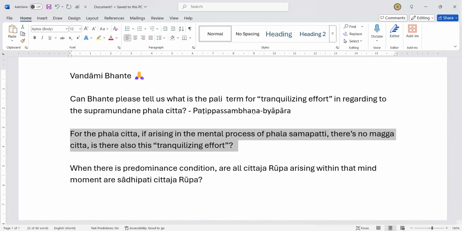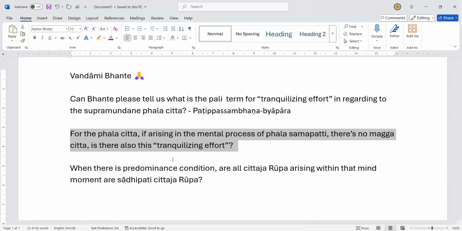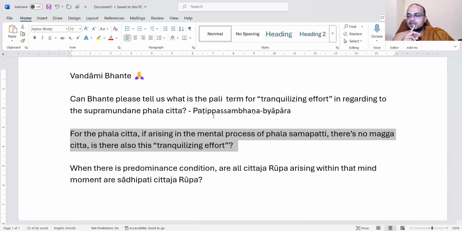No, right? Okay. What I'm thinking is, if the Phala Citta is aiming at Nibbana, when it experiences Nibbana, it also feels the tranquility. So it should also have this tranquilizing effort, but I didn't check the value. Yes, let me check also, because in all of the places that I have seen, the tranquilizing effort is always explained in relation to the Magga Chitta. So I need to check it. I trust it first.